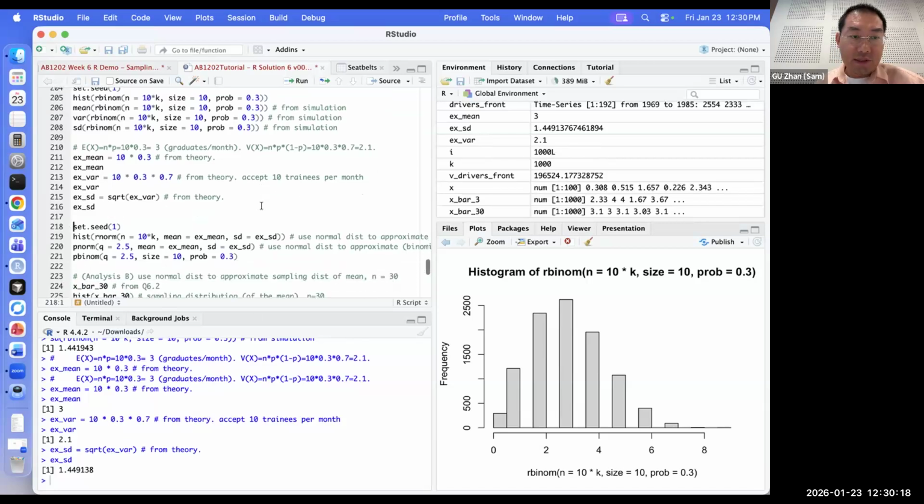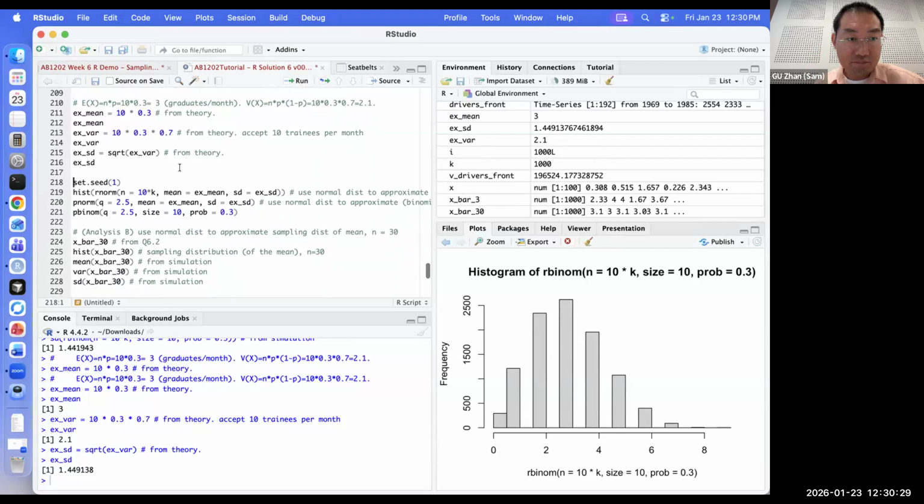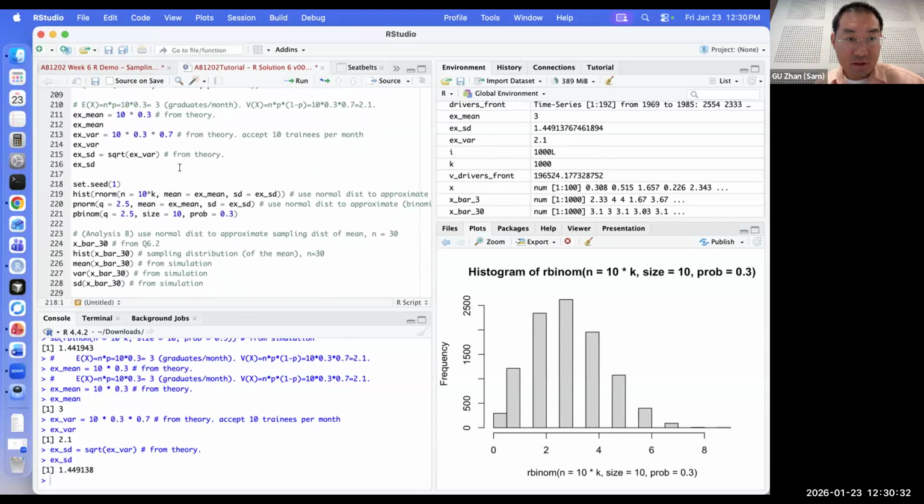So with that, we can construct the normal distribution with the mean value and standard deviation, and compare it with the histogram.